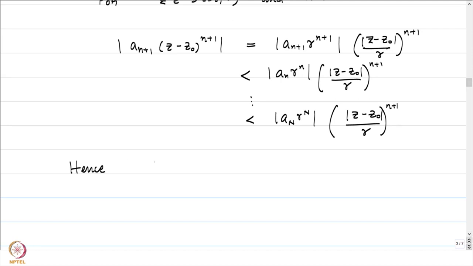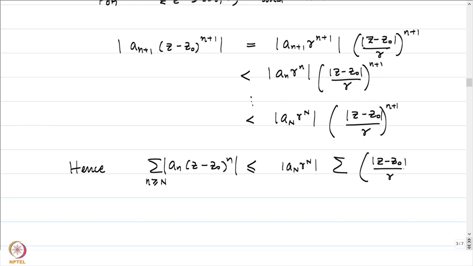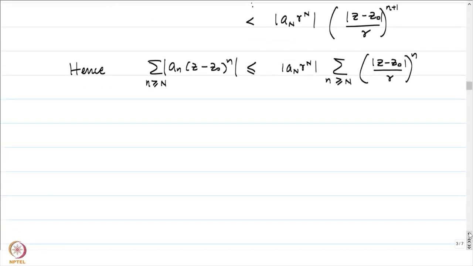Hence, the tail (z minus z0)^n, where n is greater than or equal to capital N, the absolute value of this is less than or equal to the sum. If you put the mod a_N r^N outside, write this as (mod z minus z0 by r)^n, with n greater than or equal to capital N. Notice that mod z minus z0 by r is less than 1, and this is the tail of the geometric series which converges, and therefore we have that this sequence converges.